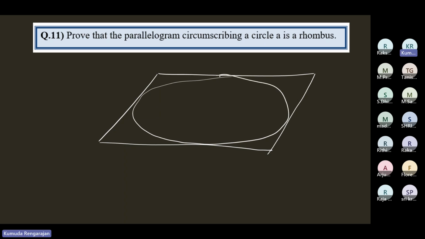So if a circle is inscribed like this, then it has to be a rhombus. It's a parallelogram, but it's a rhombus. It cannot be just a parallelogram. It has to be a rhombus. Ma'am, it can also be a square. It can also be a square. For that, it should be a rectangle.